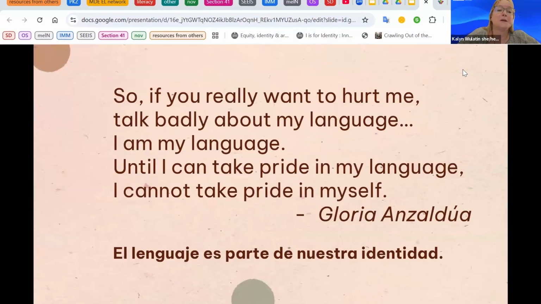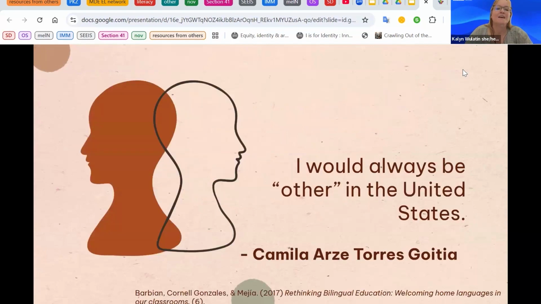So if you really want to hurt me, talk badly about my language. I am my language. Until I can take pride in my language, I cannot take pride in myself. Gloria Anzaldúa. El lenguaje es parte de nuestra identidad. Language is part of our identity. So this is coming.